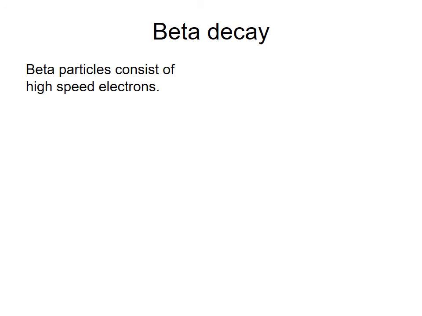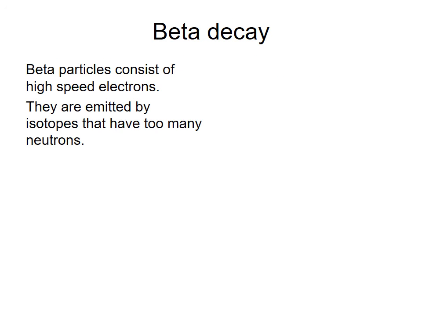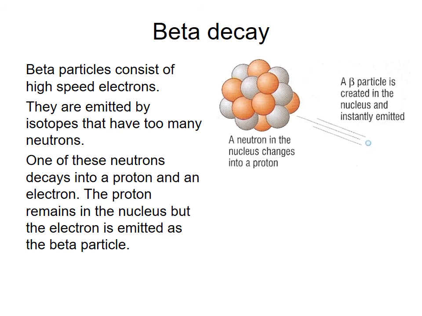Okay, beta decay consists of high-speed electrons. They are emitted by isotopes that have too many neutrons. So here we go. One of the neutrons decays into a proton and an electron. The proton remains in the nucleus, but the electron is emitted as the beta particle.